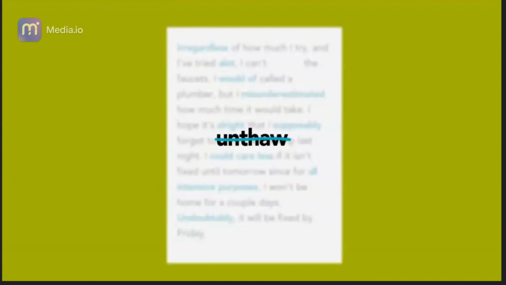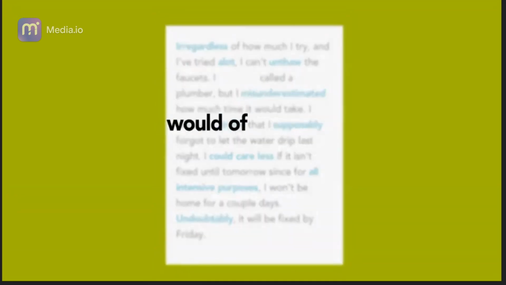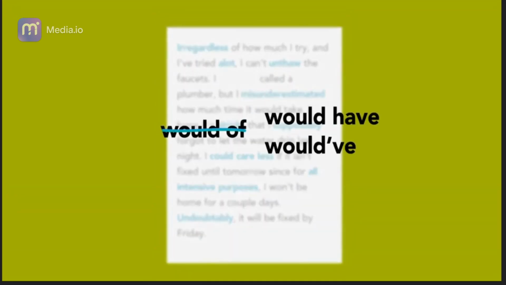Unthaw. Think about that. Un is another of those prefixes that means not or non. So unthaw technically means to freeze. Another word that isn't a word is would of, which should always be would have. We use the contraction so often, would've, and read it as would of, and then write it the way it sounds. Would have, along with should have and could have, should always be used.